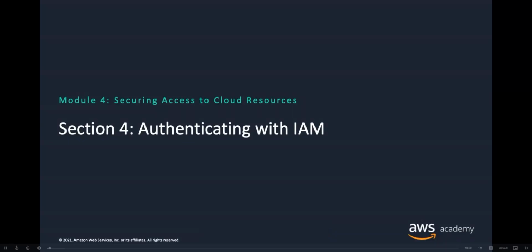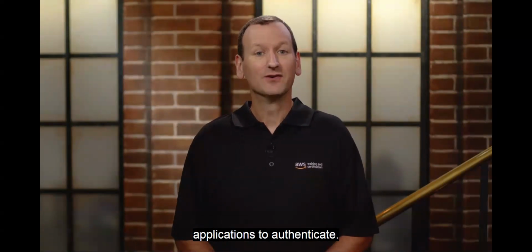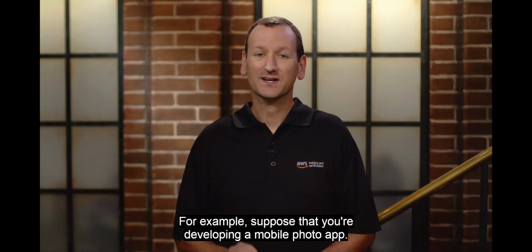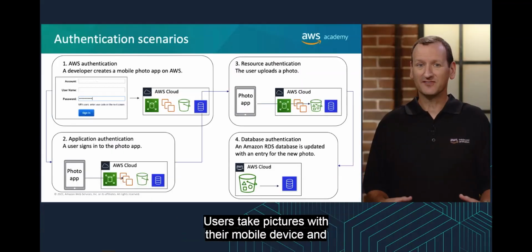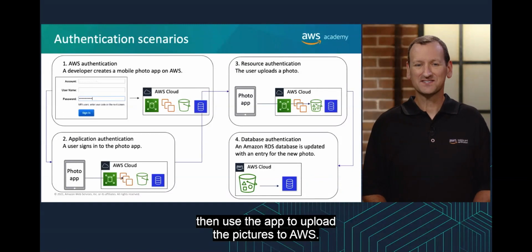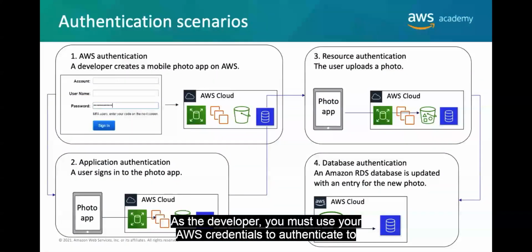IAM. When you develop applications, you might require people or applications to authenticate. For example, suppose that you're developing a mobile photo app. Users take pictures with their mobile device and then use the app to upload the pictures to AWS. As the developer, you must use your AWS credentials to authenticate to the AWS account to confirm that you are who you say you are.